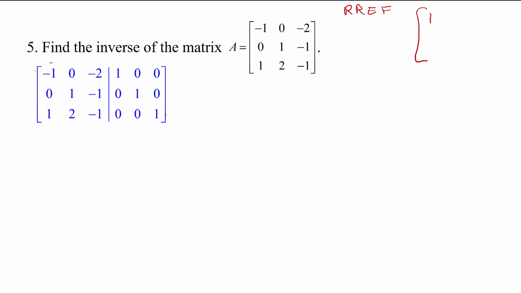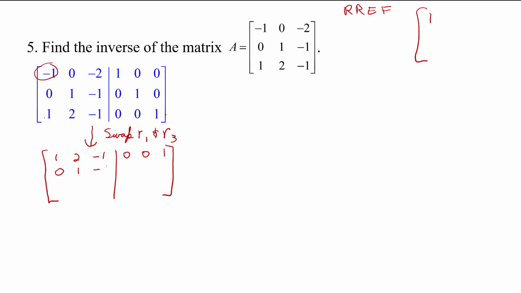Right now we have a -1 here, but I can actually swap rows because I notice that I have a 1 in that first position in the third row. So let's start by swapping row 1 and row 3. Okay, so if we swap row 1 and row 3, row 1 now becomes 1, 2, -1, 0, 0, 1. And row 2 stays the same, 0, 1, negative 1, 0, 1, 0. Row 3 now becomes our original row 1, negative 1, 0, negative 2, 1, 0, 0.